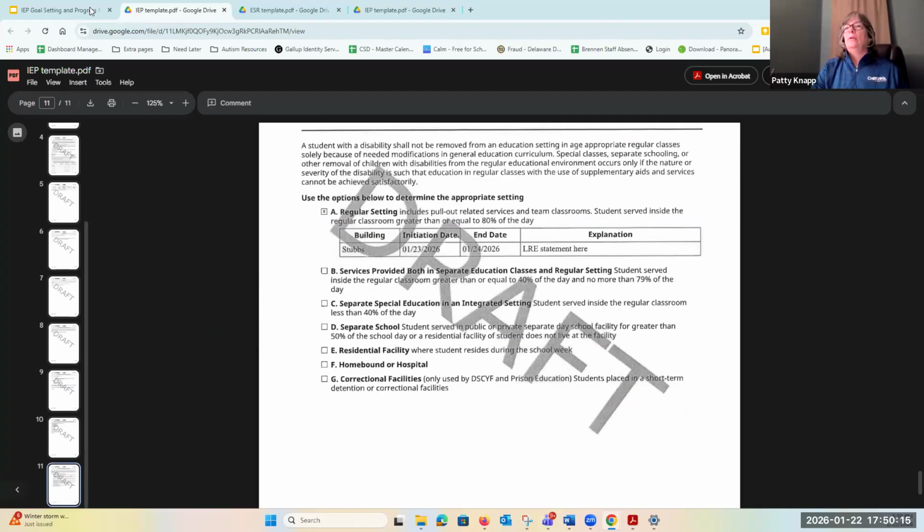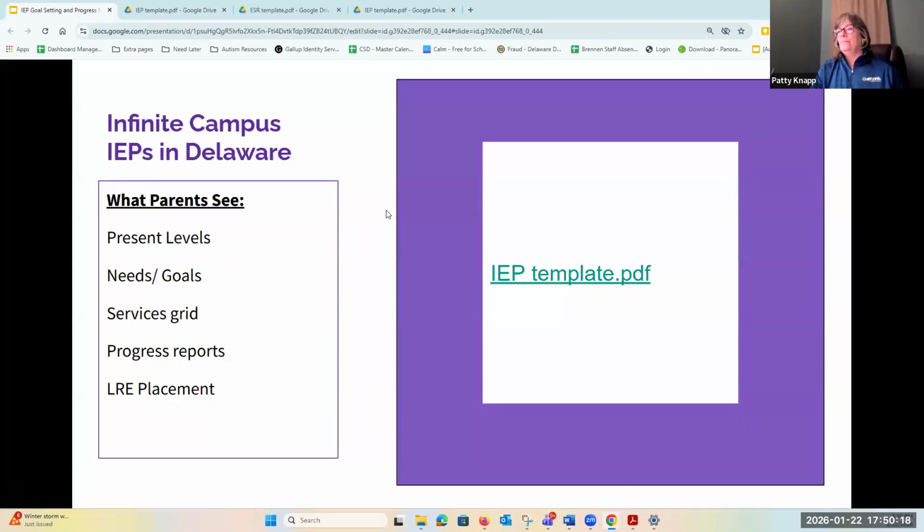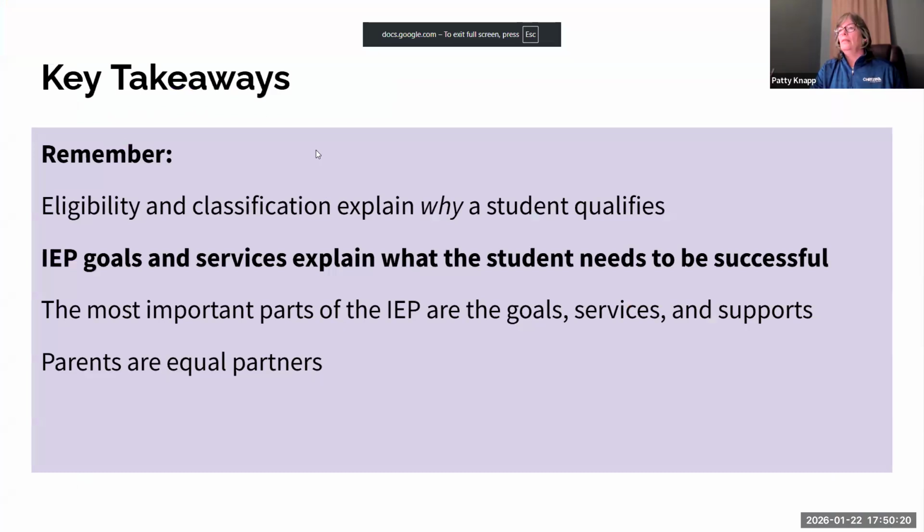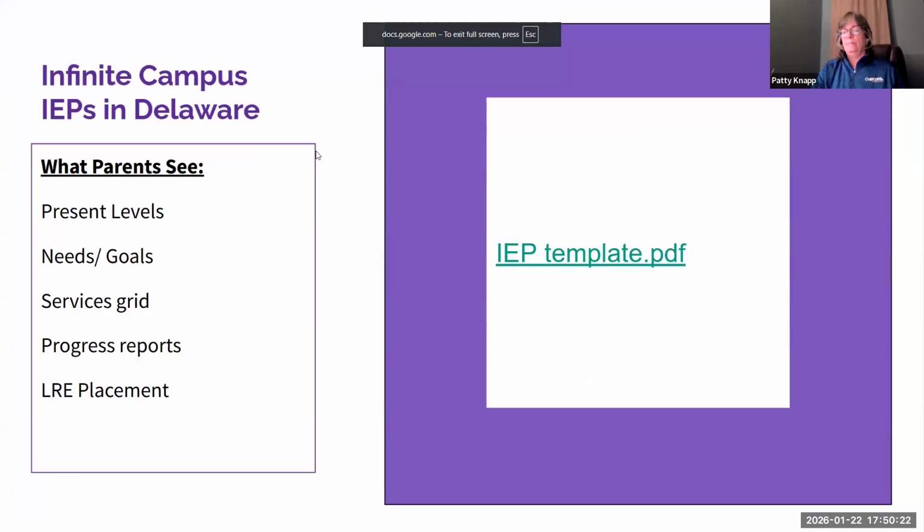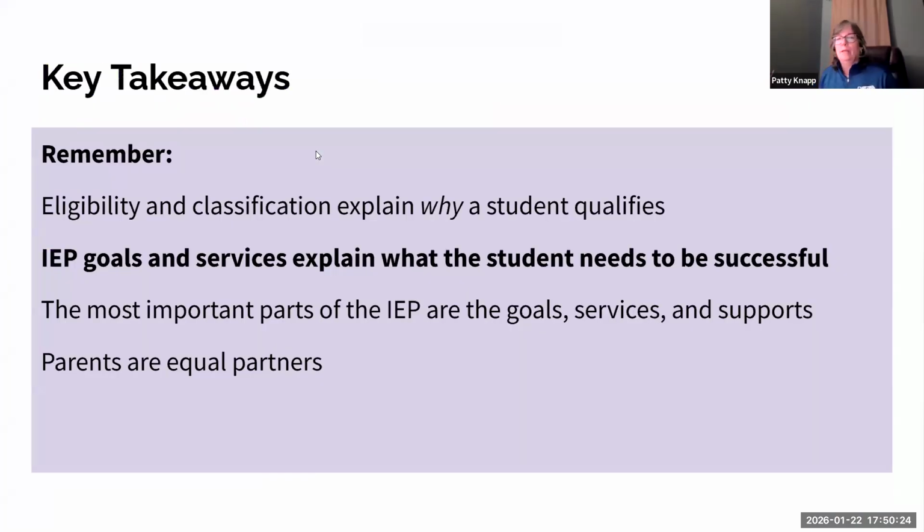So let's go back to our goals as we're discussing here. Okay. I think I might have, did I skip it? Nope. So our key takeaways. So it's important to remember eligibility and classification explain the why a student qualifies. IEP goals and services explain what the student needs to be successful. The most important parts of the IEP are the goals, services, and supports, and parents are equal partners in that IEP team decision making.